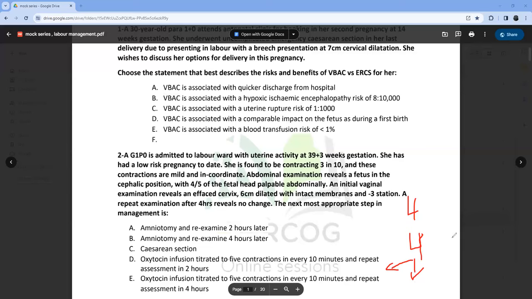So at this level, when I have 4 and 4 and the progress is not enough, what will I call this stage of delivery?